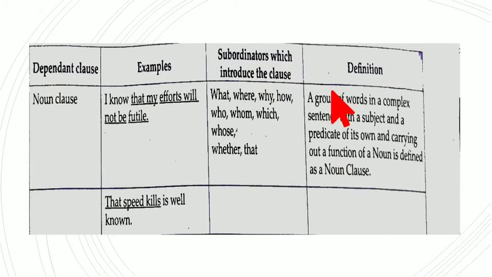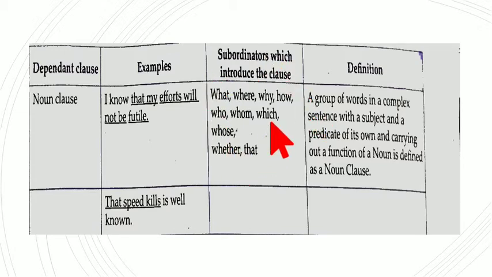That means, for example, I know that my efforts will not be futile. Now, I know. What do you know? So here it is answering what? A noun clause answers what and whom, and here it is being introduced in the sentence with words such as what, where, that, how, whose, whether.